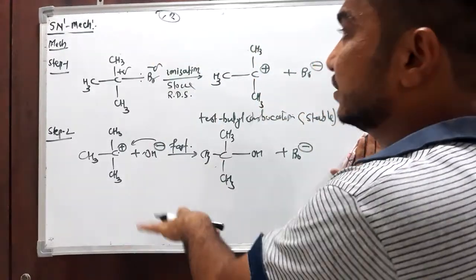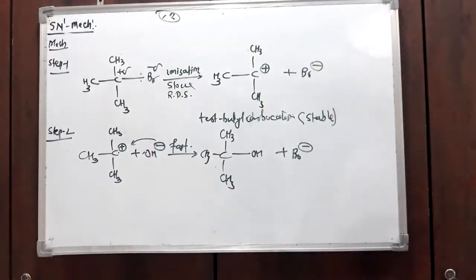Okay, so this is the SN1 reaction. So students, what is the difference between SN1 and SN2 reaction? In SN2 there is a single step. In SN1 two steps. In SN2 bond breaking and bond making both take place in the same step. But in SN1, step 1 involves bond breaking and step 2 involves bond making. In SN2 no reaction intermediate forms, but in SN1 formation of carbocation takes place.